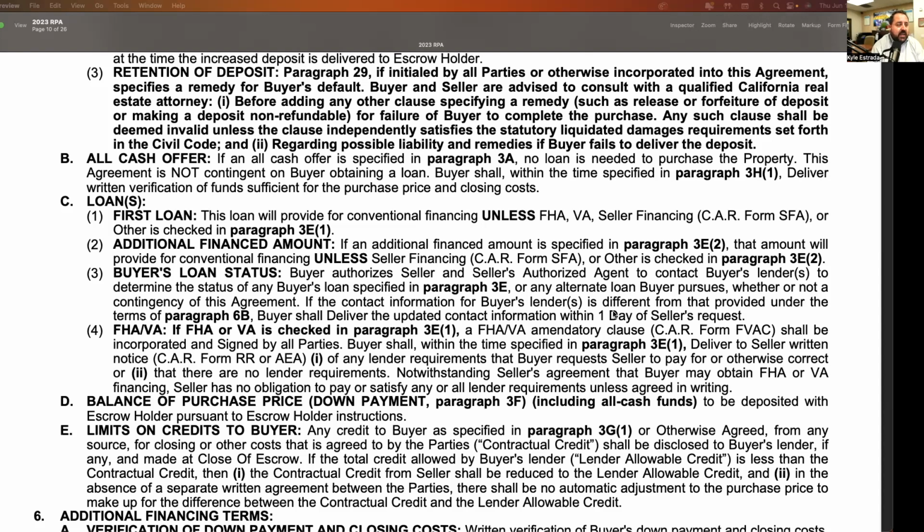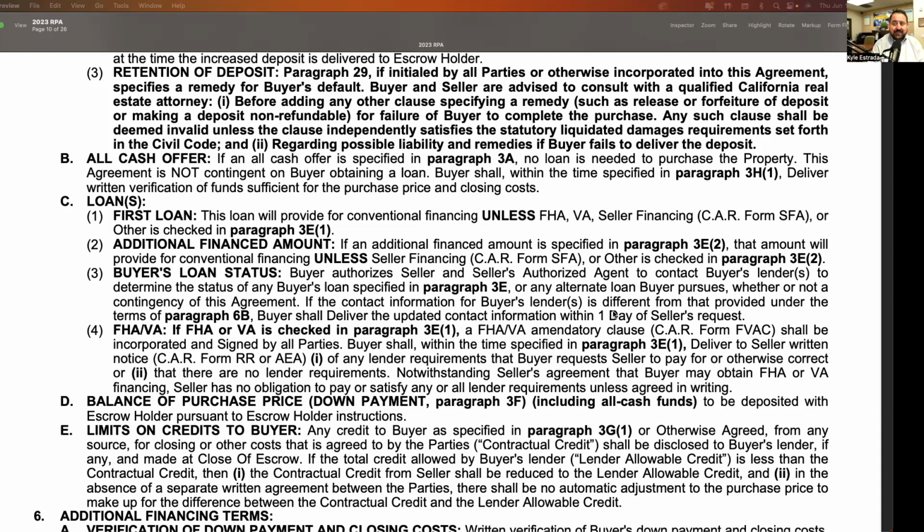If FHA or VA is checked in paragraph 3E, the FHA VA mandatory clause shall be incorporated and signed by all parties. Buyer shall, within the time specified in 3E1, deliver to seller written notice from request for repairs or AEE, amendment of existing agreement terms, of any lender requirements that buyer requests seller to pay for or otherwise correct, or that there are no lender requirements. Notwithstanding seller's agreement that buyer may obtain FHA or VA financing, seller has no obligation to pay or satisfy any or all lender requirements unless agreed in writing.